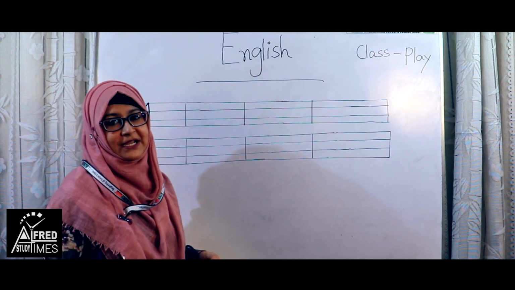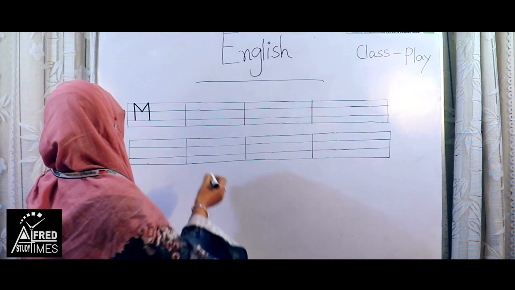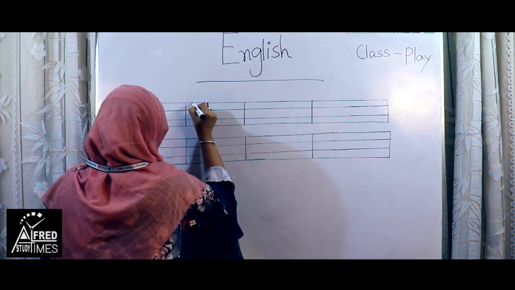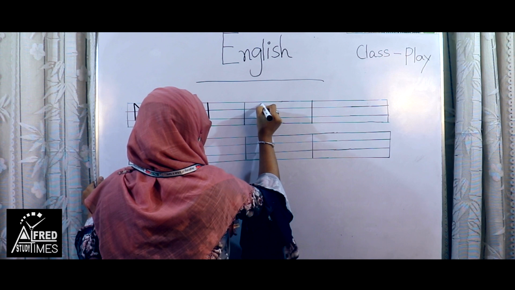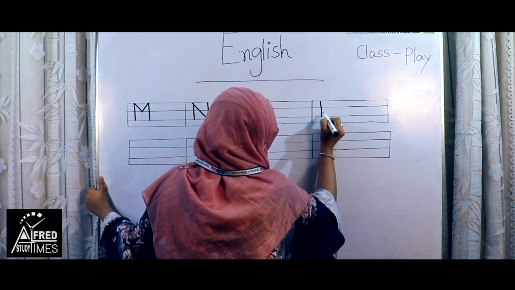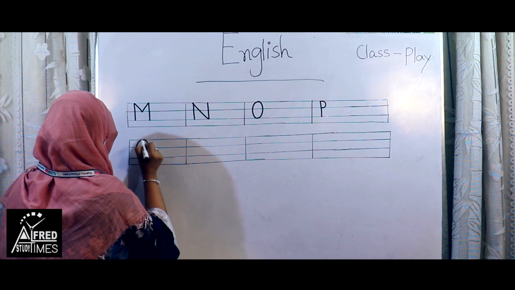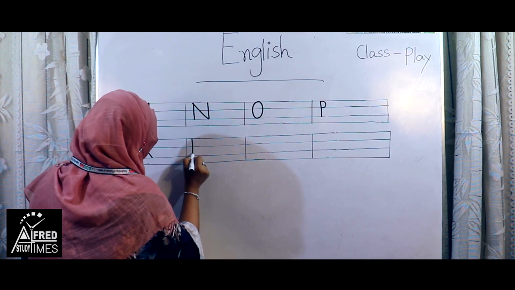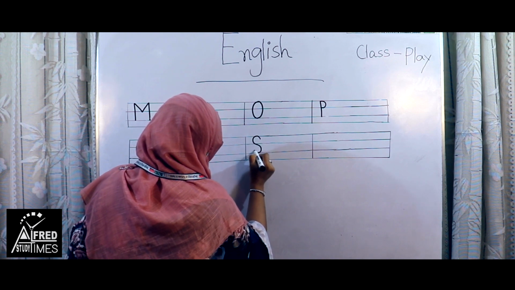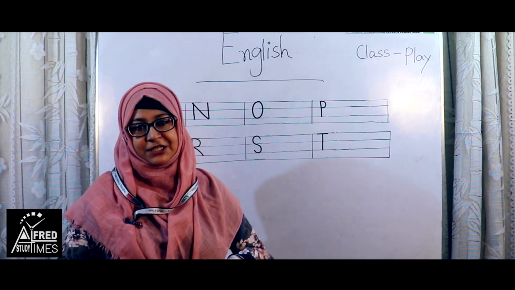This is M. How to write capital M? This is the pattern that you can write capital letter M. Now N. O. P. Q. R. S and T. So this is the writing pattern of English capital letters.